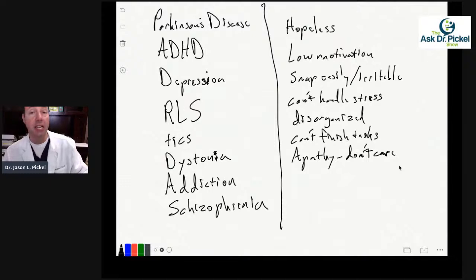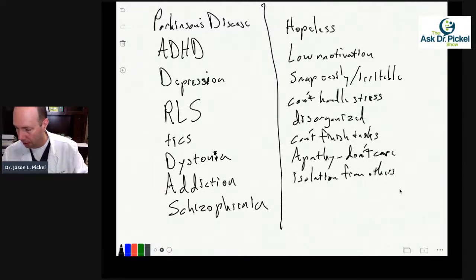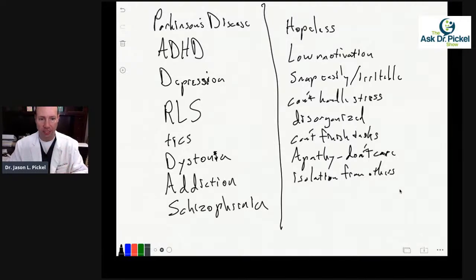And then another thing we'll see commonly with low dopamine is isolation from others. When dopamine drops low, this will cause you to say, hey, everybody just leave me alone. I need to be by myself, you really don't want to be social with anybody. You lose that social ability, which of course also is not good. So these are a lot of the things that go along with dopamine.